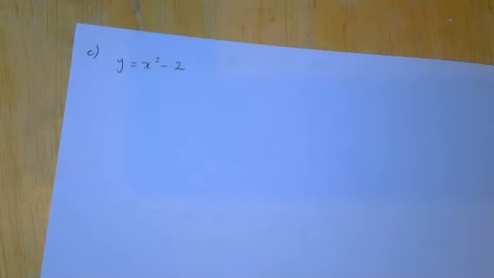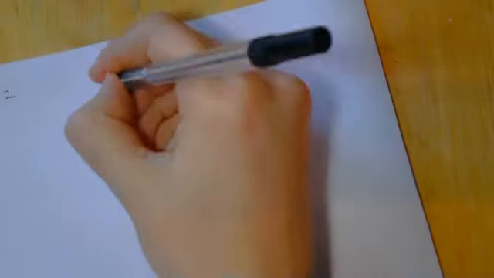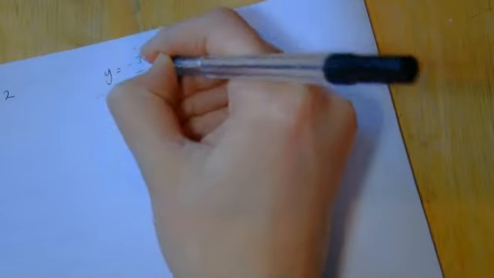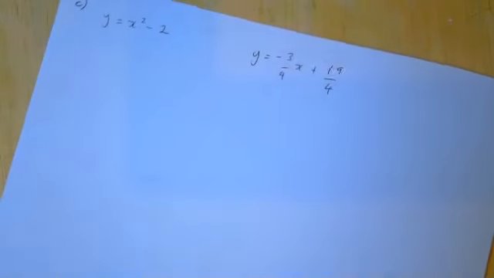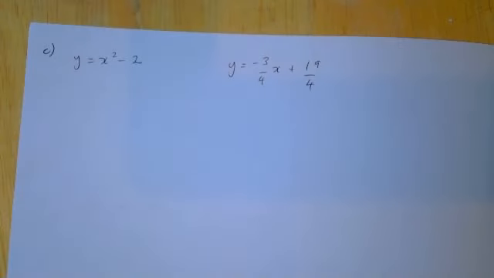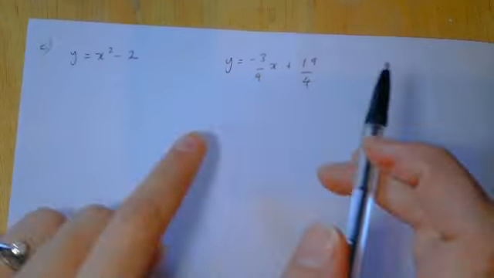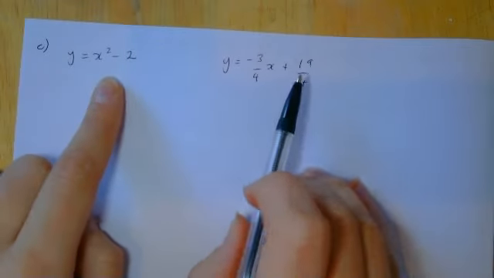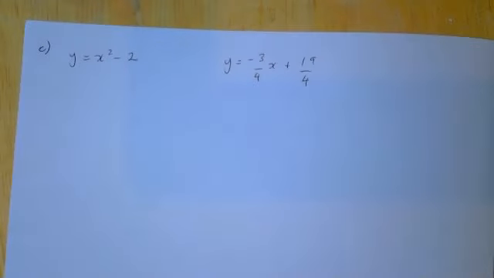Right, y equals x squared minus 2 intersects the tangent at the points P and Q. Given that O is the origin, find as a fraction in its simplest form the area of POQ. What a random question. So what was it? It was y equals minus 3 over 4x plus 19 over 4. Yes. Right. I'm going to read that again. The curve intersects the tangent at 2 points.